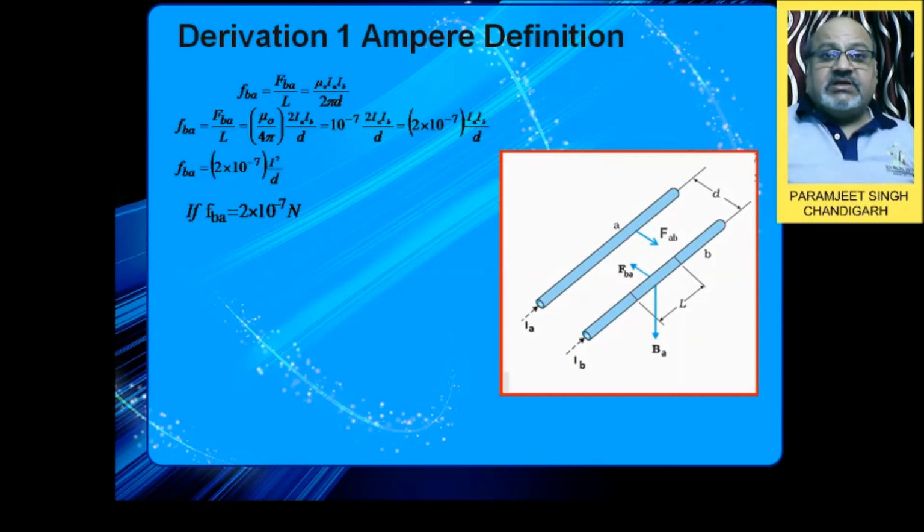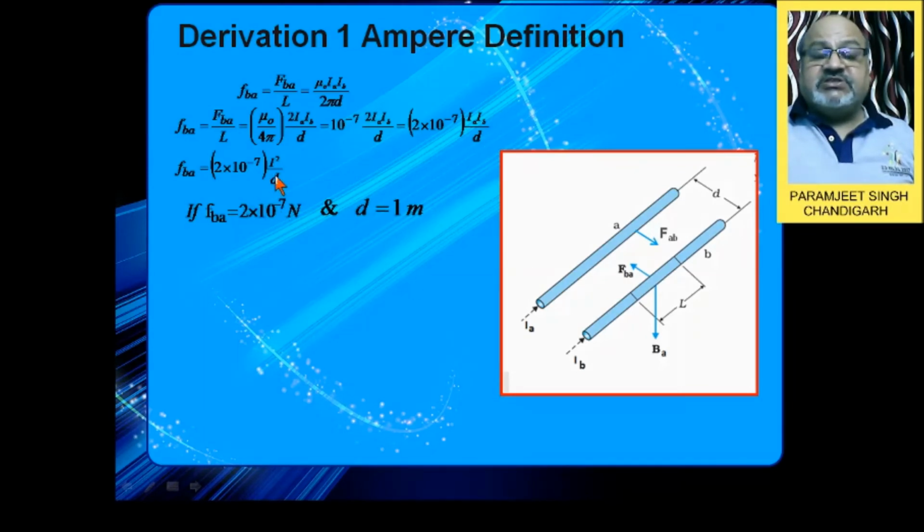Further few more conditions. Suppose force between these two straight conductors is 2 into 10 raised to power minus 7 Newton. They are having same magnitude of current. Force is 2 into 10 raised to power minus 7 Newton. This force is per unit length. Distance is 1 meter. This force is per unit length of wire. This 1 meter is distance between the wires. So don't confuse between these two things. This is force per unit length and this is the distance between the wires, 1 meter.